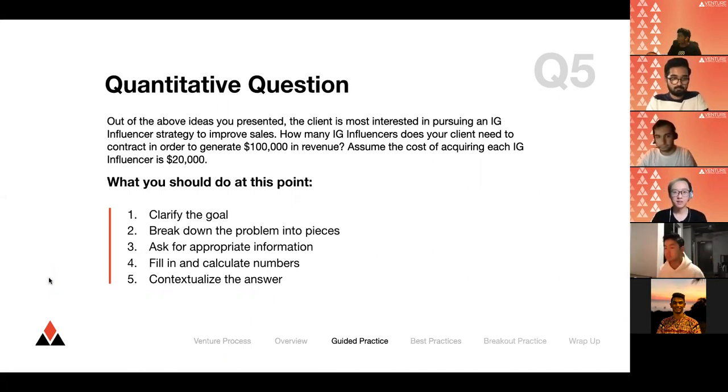Awesome. Quantitative question. This is number 5. We are almost at the end, and then we'll let you go into some small group practice, so you get a chance to apply all of this.